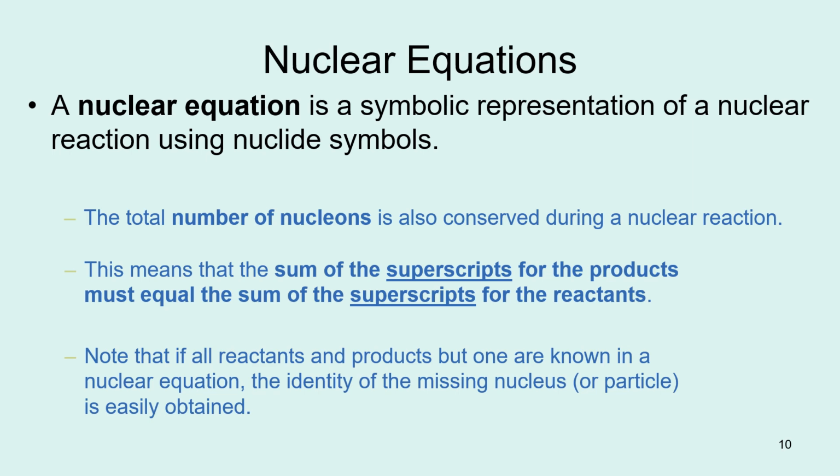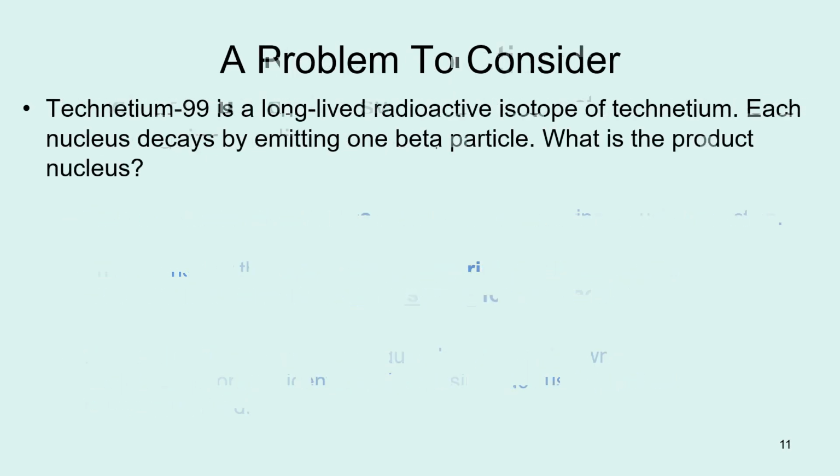So a lot of times the way you're going to be given an equation is that you'll know everything but one particle, and you'll have to figure out what that particle is. Although you're also going to have to write alpha and beta decay, which is pretty easy because you know that either it's an alpha particle or a beta particle coming off. So anyway, we'll do a few of these in a minute.